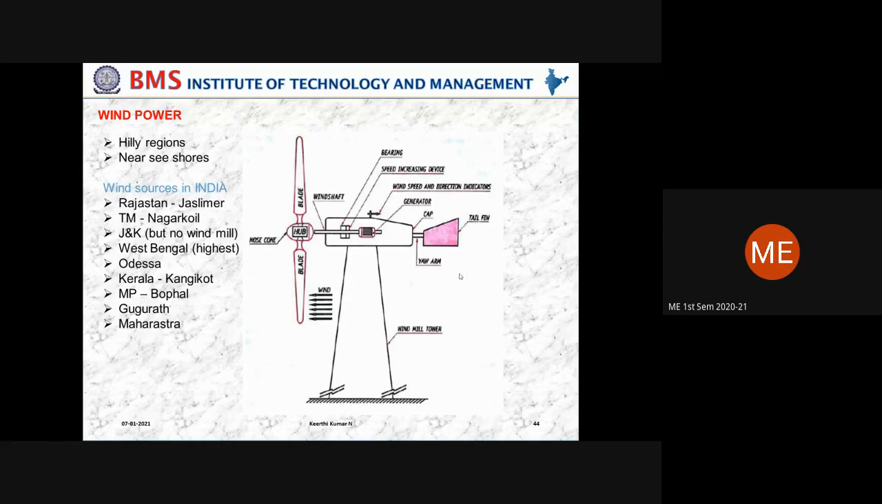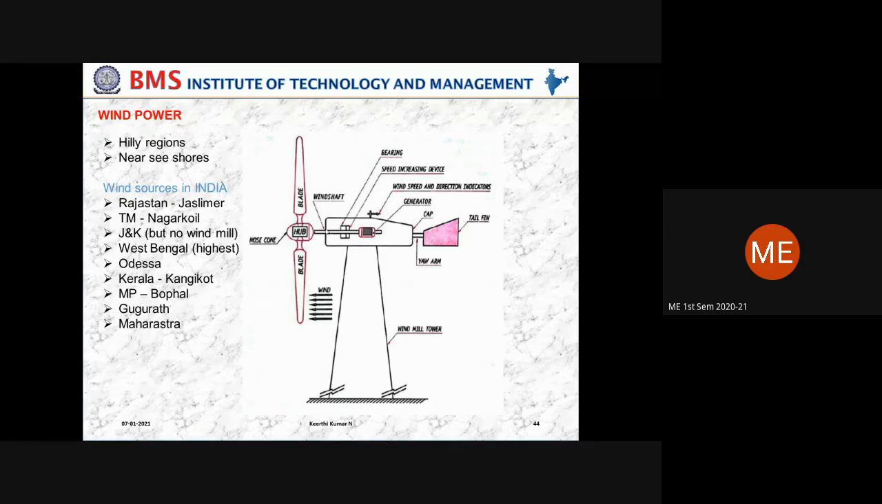Tail fin. What will happen? If the wind is blowing in this perpendicular direction, this tail fin will be pushed with the help of that wind, so that it will be rotating. Here, it is not a rigid connection. It will be easy to rotate. The top surface will be easy to rotate. In the video, you can see that.